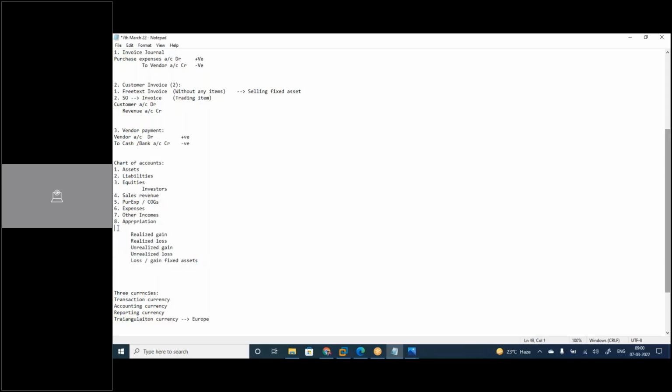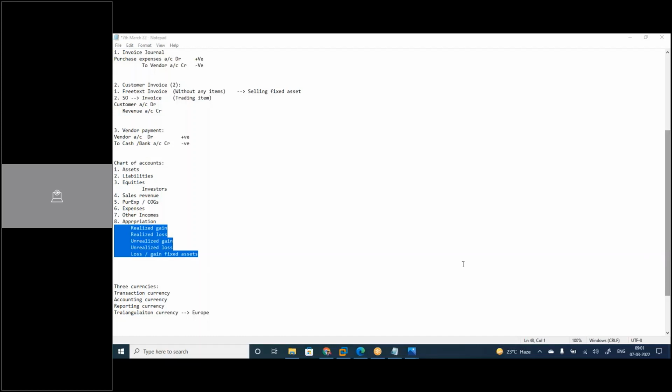It's just like appreciation and depreciation. It may be so many, like taxes. These are the best examples: realized gain, realized loss, unrealized gain, unrealized loss, loss or gain on selling a fixed asset. At the time of selling a fixed asset, you are going to get a loss or gain. That will be posted like this. And advance tax amount, whoever is an investor, you need to pay some advance tax. Am I right? So those also will be part of here. Accountants will do a lot in the calculations.